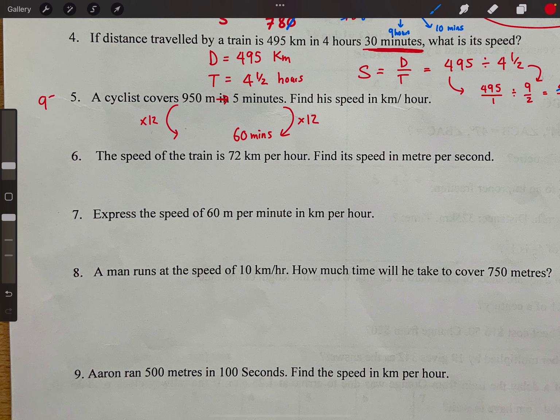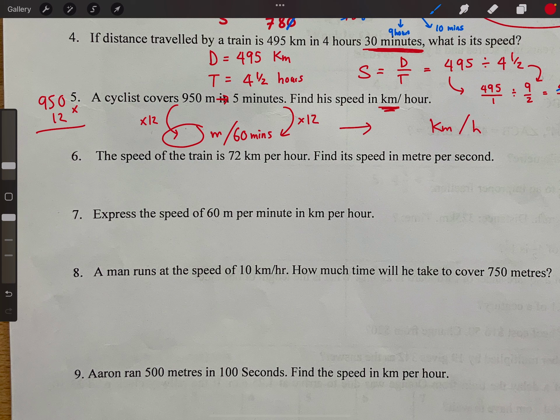So do 950 times 12, get the answer, and whatever the answer is, it'll be in meters. Okay, but they want it in kilometers. So whatever you get here is going to be some big number. To go from meters to kilometers, we have to divide it by 1,000. So you divide it by 1,000, get the answer in kilometers per hour. Done.